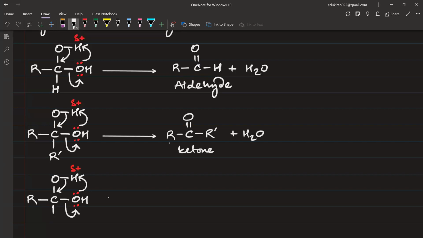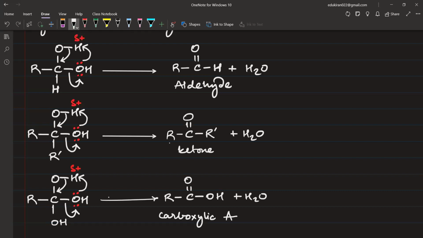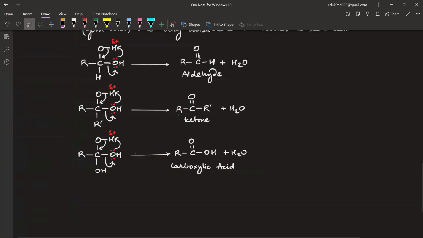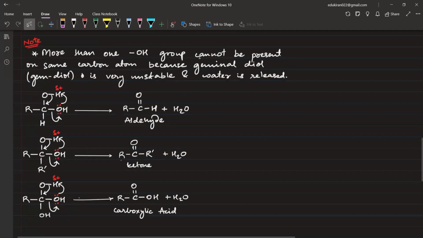Now, similarly, instead of this R group, we can have one more OH. Then what can we write? We'll be left with R, C double bond O, and here we have OH, plus H2O. So this is what? Carboxylic acid. Understood? So what is the common thing between all of these? H2O is released. Now what you have to remember: when gem diol is present, remove water, and whatever is left, that will be left.